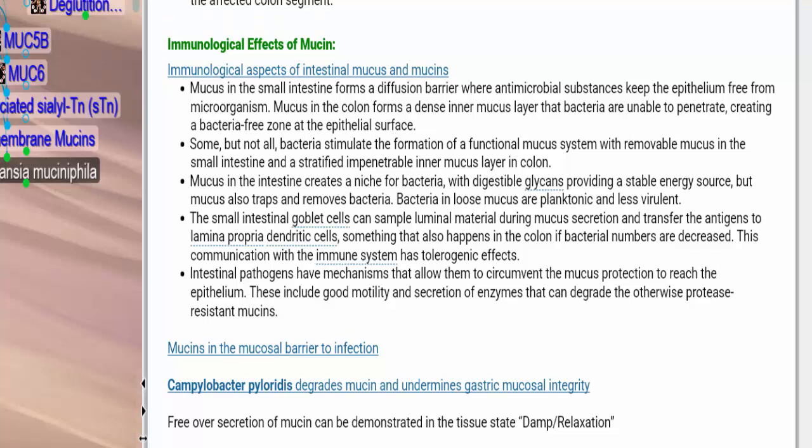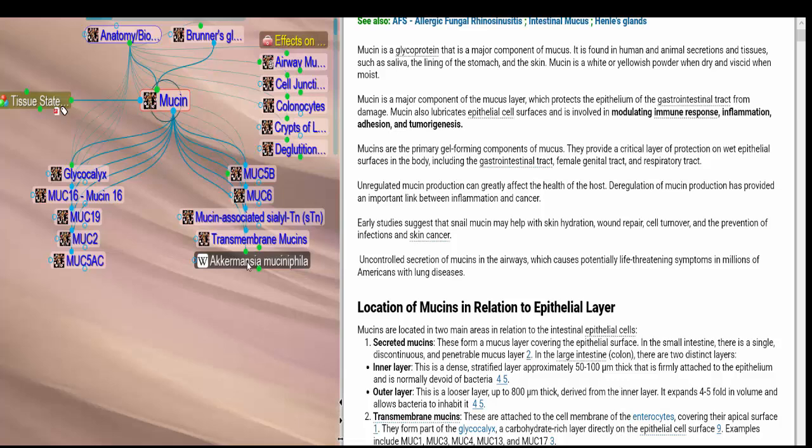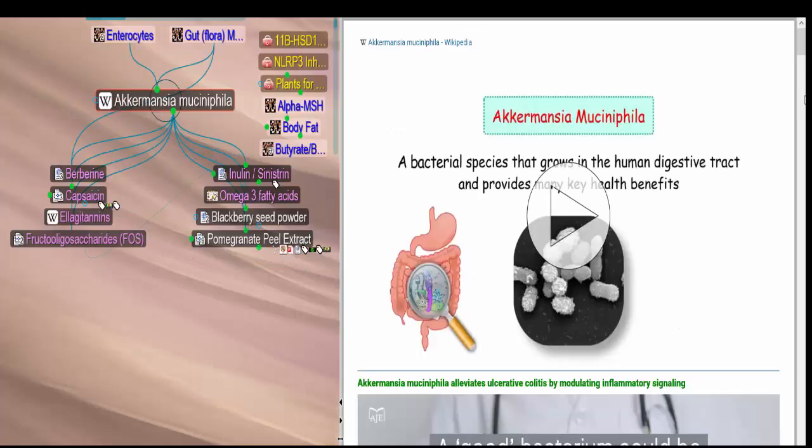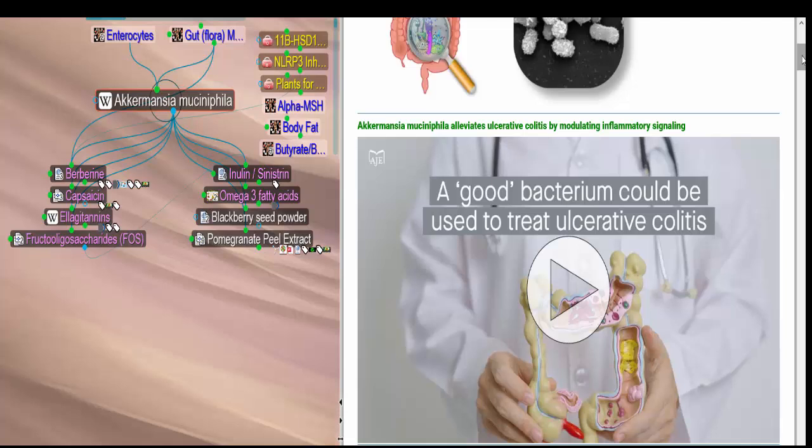Now I think it's time for us to take a look at Akkermansia muciniphila, another one of our tiles. And you will find that right down here. Let's click on Akkermansia. A couple of good videos to watch. One general explanation of it, and here we see research that shows it could alleviate ulcerative colitis.